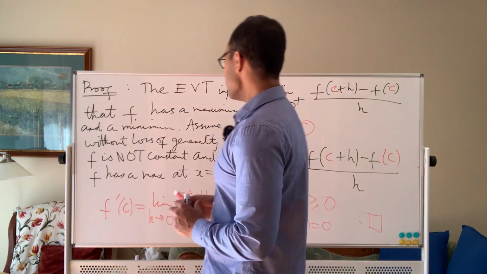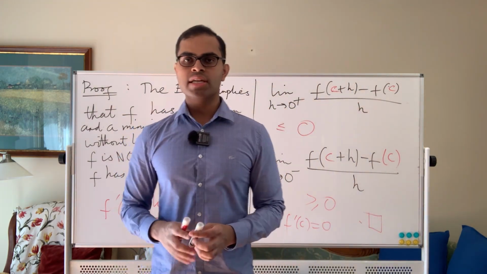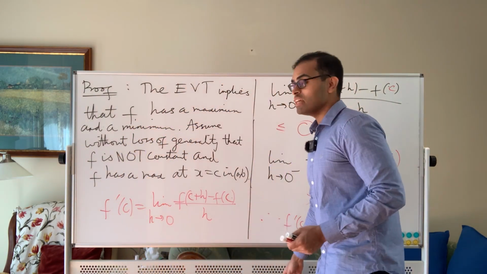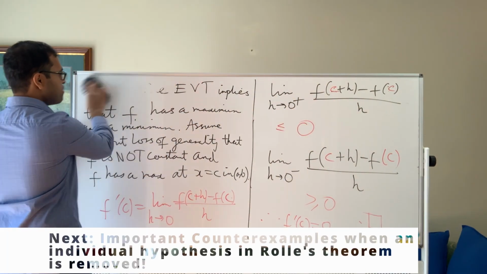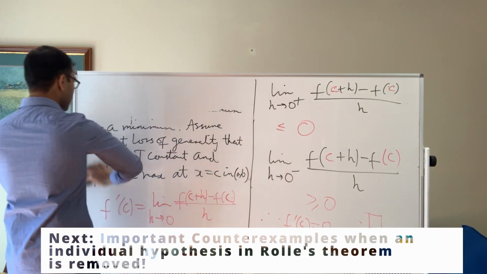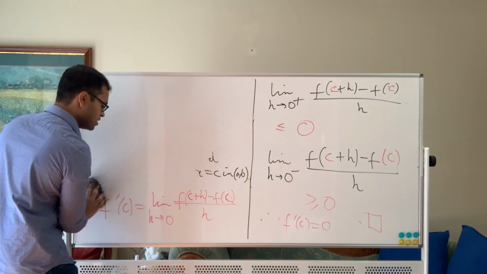I'm going to end the video here, but one more comment. One quick comment which I think is important: Rolle's theorem is false without all the hypotheses. For example, f has to be continuous on the closed interval, and it has to be differentiable on the open interval.